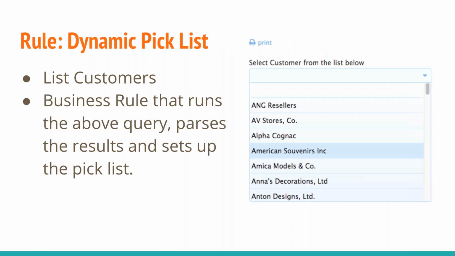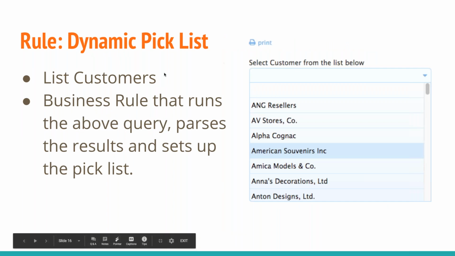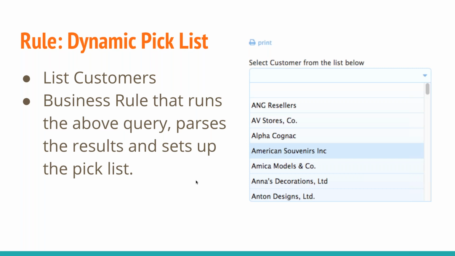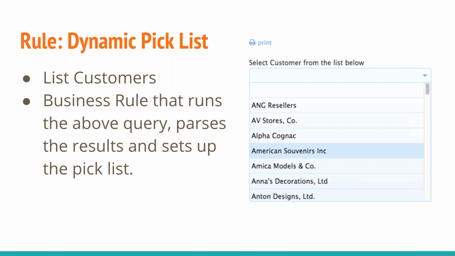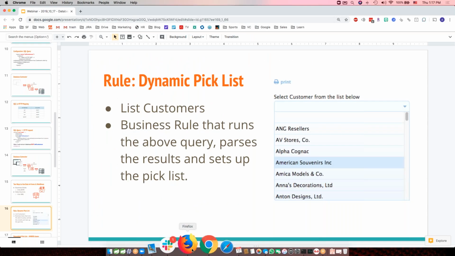So here's the first one, a dynamic pick list. What we're going to do is create a pick list, a drop-down control in our form, and we're going to go and run a query, the same query that we just created, select customer number, customer name, parse the results, and set it up as a pick list. Okay, so let's take a look at how to do that.